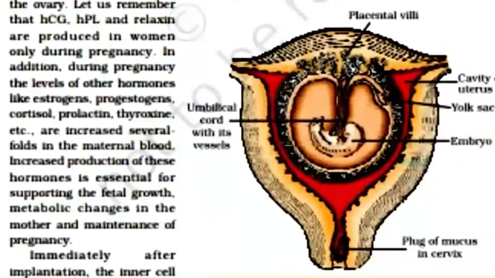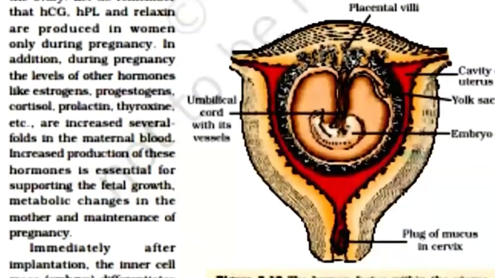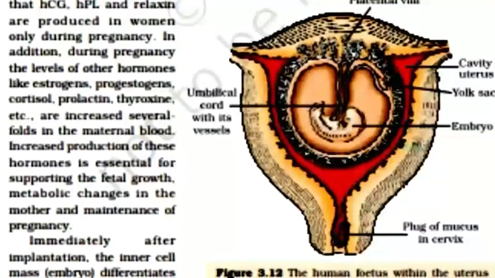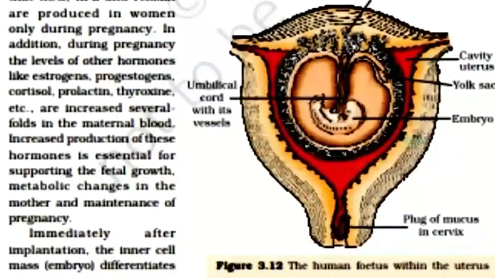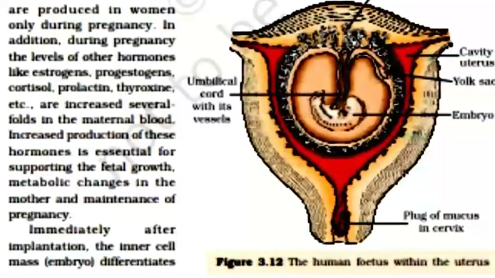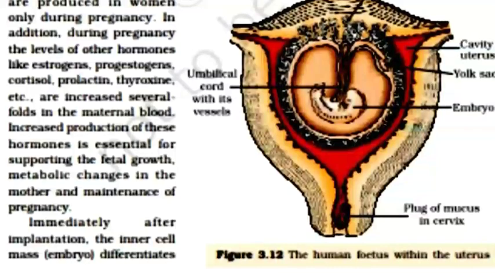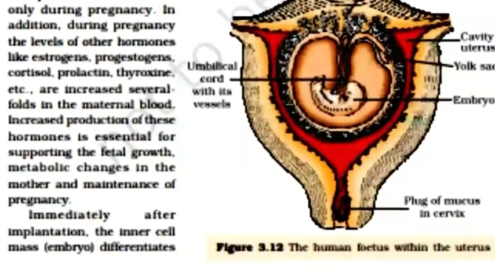In addition, during pregnancy, the levels of other hormones like estrogen, progesterone, cortisol, prolactin, thyroxine, etc. are increased several fold in the maternal blood. Increased production of these hormones is essential for supporting the fetal growth, metabolic changes in the mother and maintenance of the pregnancy.